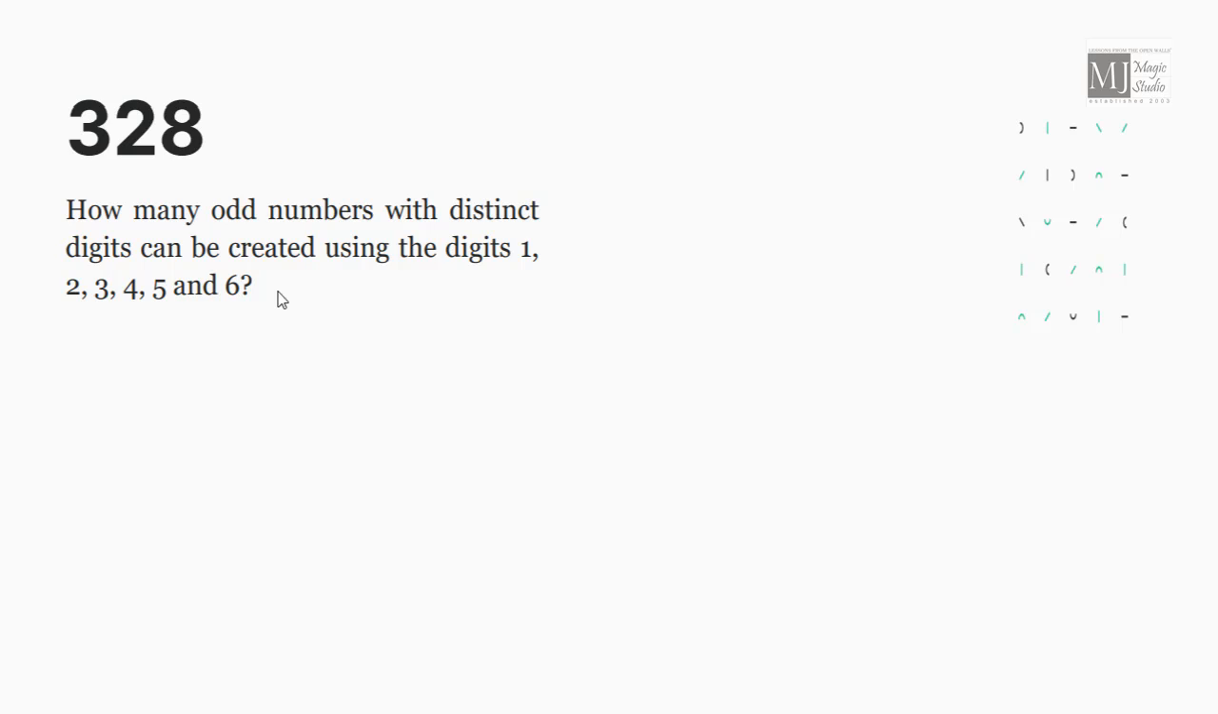How many odd numbers with distinct digits? Distinct digit means repetition is not allowed. Can be created using the digits 1, 2, 3, 4, 5, 6. How many odd numbers? An odd number means it should end with 1, 3 or 5.